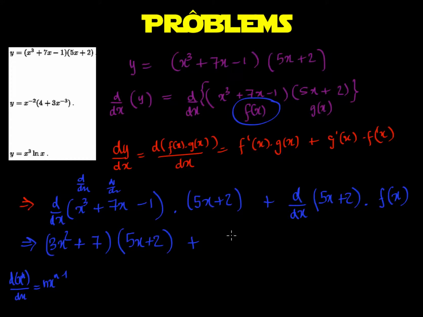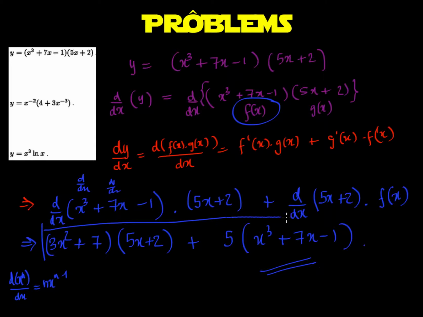Now what is d by dx of 5x plus 2? Well, that's obviously 5 plus 0, because the derivative of a constant is again 0, times f of x. Now what is f of x? We have f of x as x cubed plus 7x minus 1. So this should be the answer: 3x square plus 7 times 5x plus 2, plus 5 times x cubed plus 7x minus 1. Let's move on to the next problem.